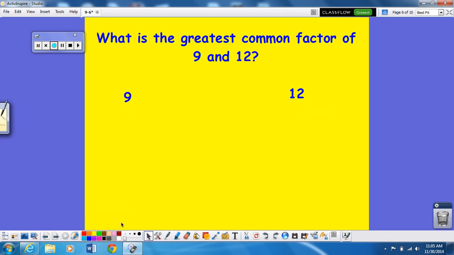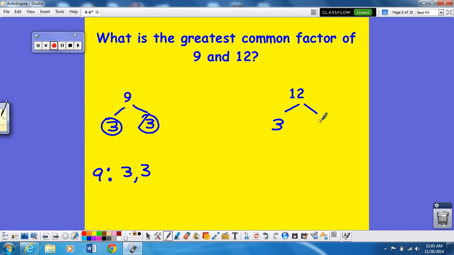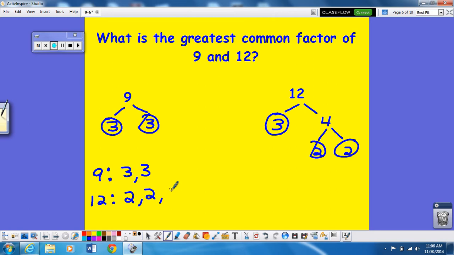Okay? What is the greatest common factor of 9 and 12? Well, it's asking us to do the GCF of 9 and 12, so let's break 9 down and let's break 12 down. 9, 3 times 3. And guess what? Those are both prime. So that was an easy one. Go ahead and come down here and start listing your factors. 3 and 3. 12, I'm going to do 3 times 4. 3's prime, 4's not, so I've got to keep going. 2 times 2. And those are prime. So my factors of 12 are, remembering to do them in numerical order, 2, 2, 3.